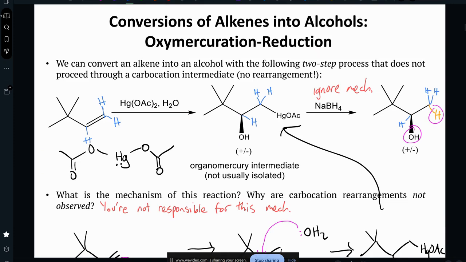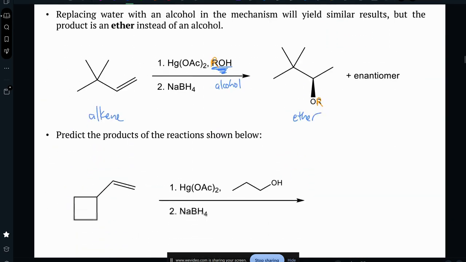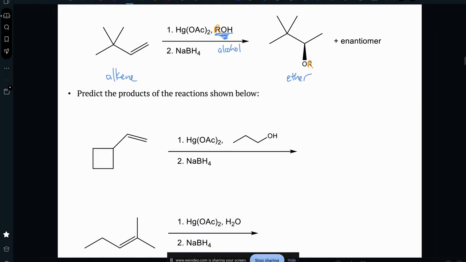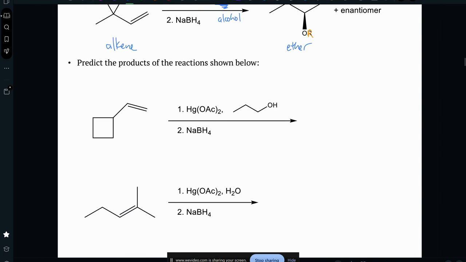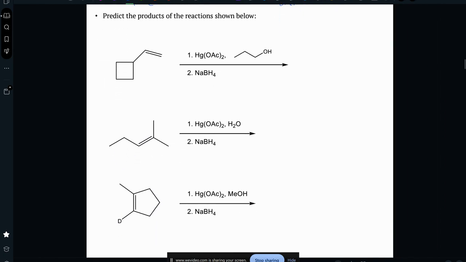Our standard oxymercuration reduction was an alkene reacting with water and producing an alcohol as the product. Okay, so perfectly analogous reactions here. Based on that, I think you should be able to predict the products of these 3 reactions. So I'd ask you to pause the video, come back after you've drawn your predicted products.